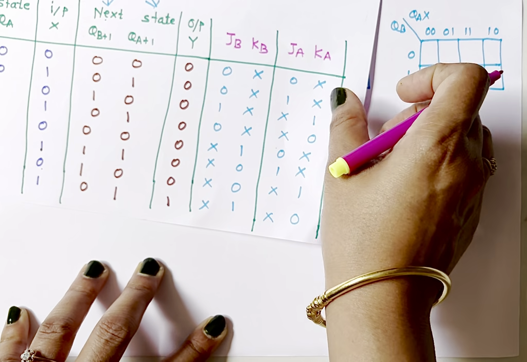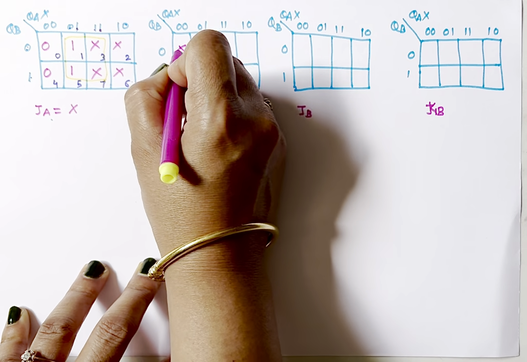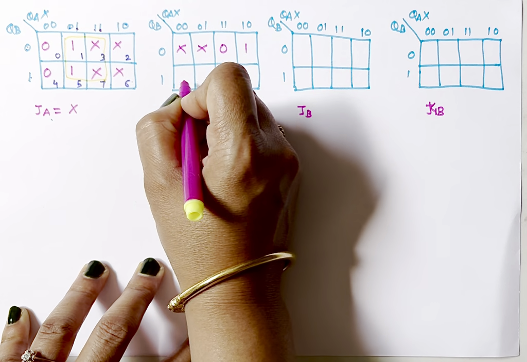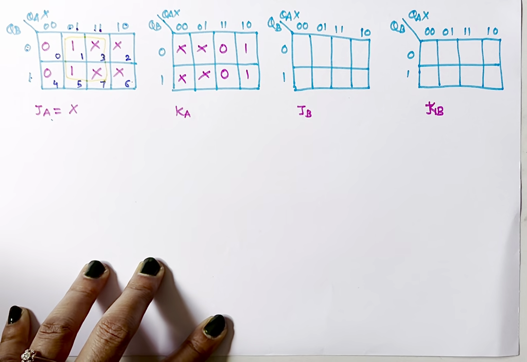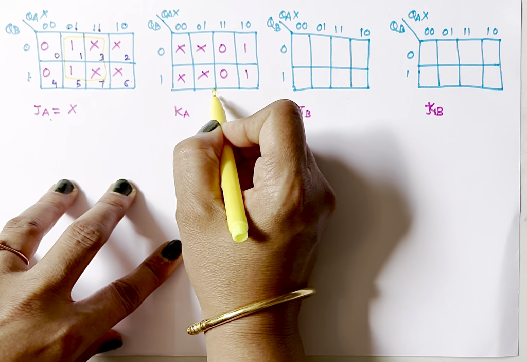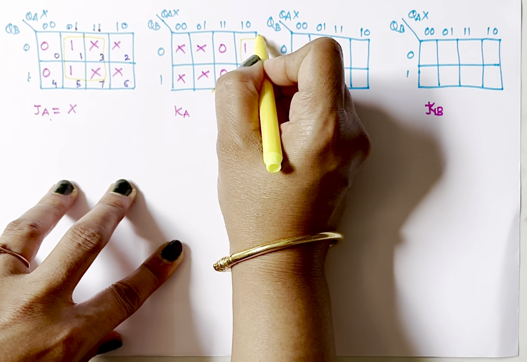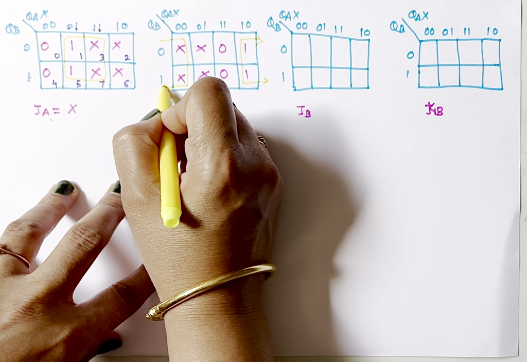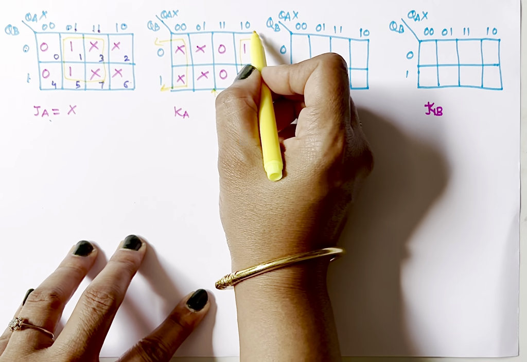KA is don't care, 1, 0, don't care, 1, 0. Don't care, 1, 0. Don't care, 1, 0. So here what I can do is I can make overlapping groups of ones. If I fold my K-map from here, then I can make a group of these two ones with these two don't cares. So I'll have to compare between these two columns.